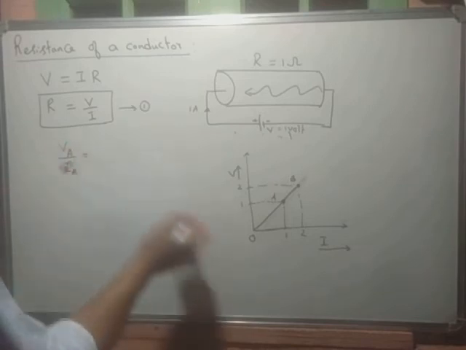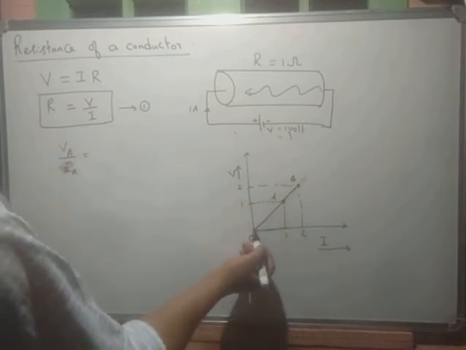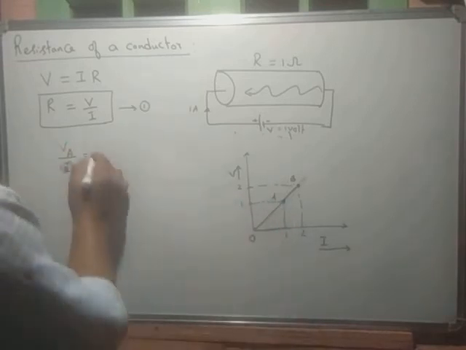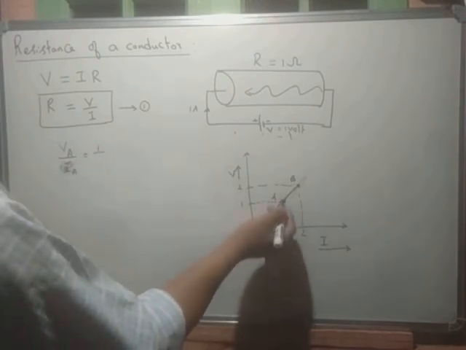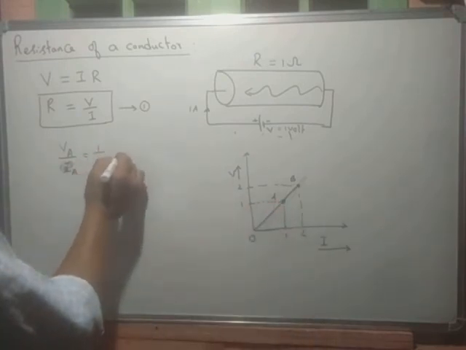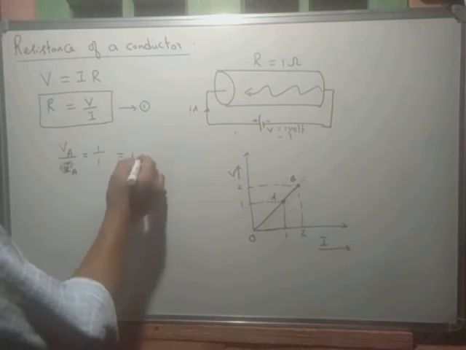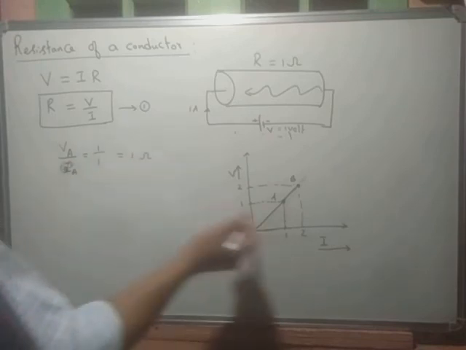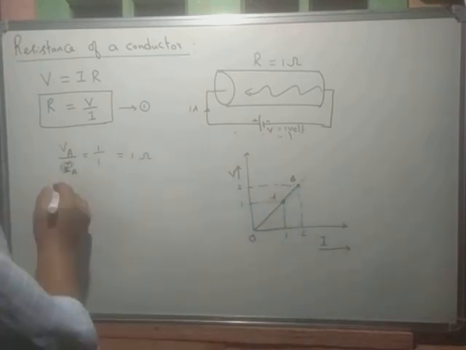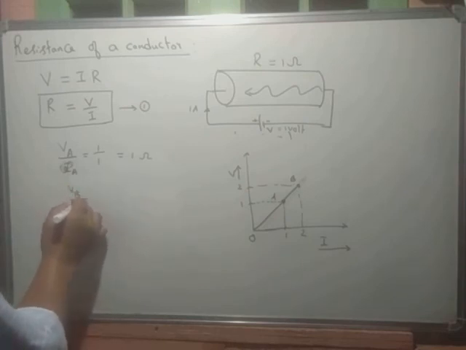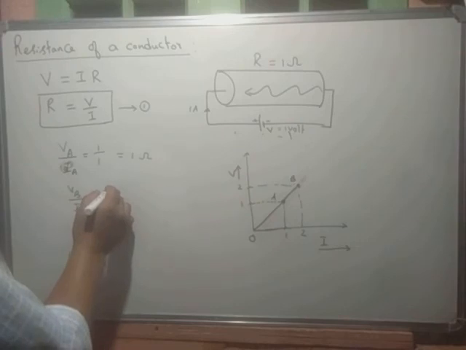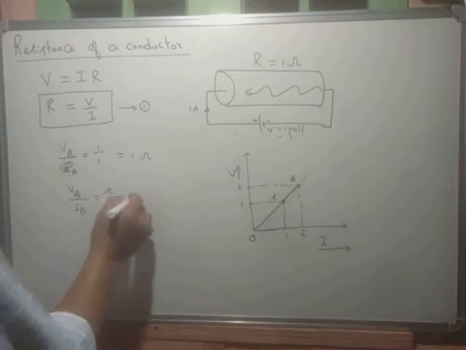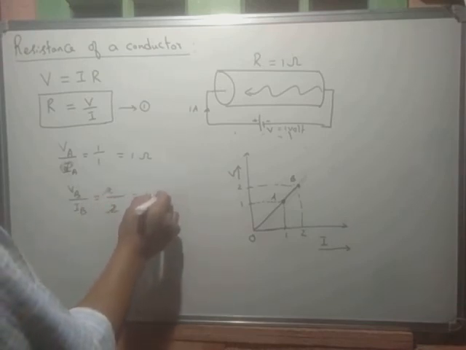This VA means the electric potential at point A, which is equal to 1, and the current at this point A is also 1. So VA upon IA is 1 ohm. Similarly, when you find out VB upon IB, you get VB is 2 volt, IB is 2 ampere. So this 2 cancels, again you get back 1. So this is again 1 ohm.